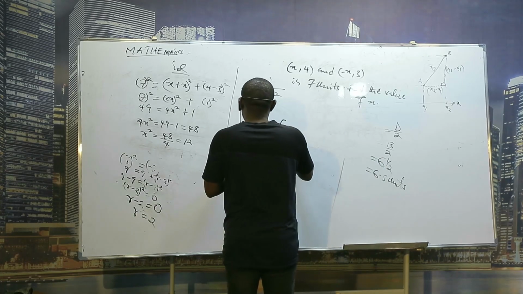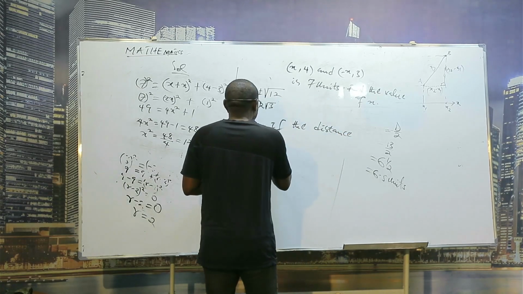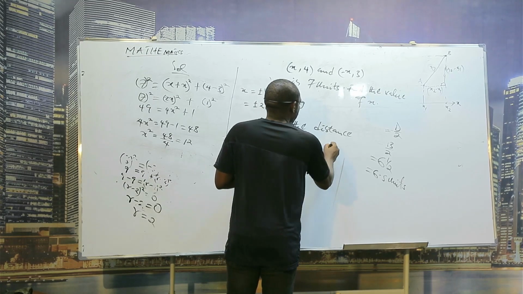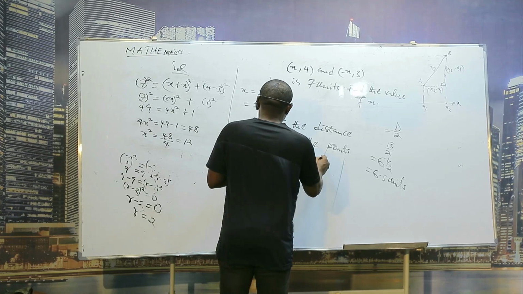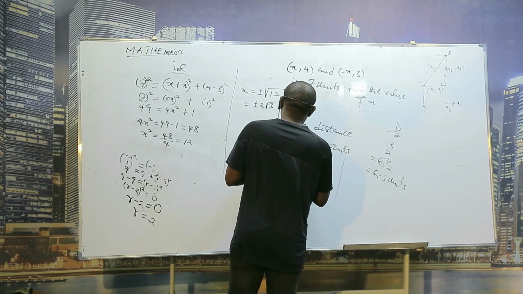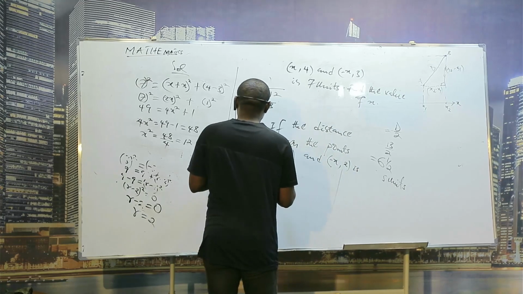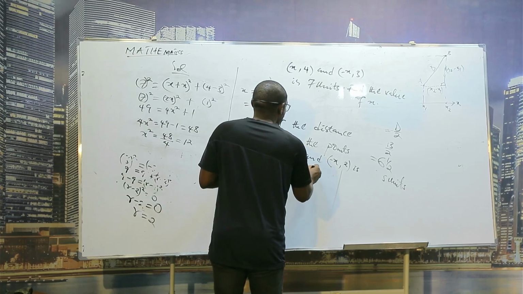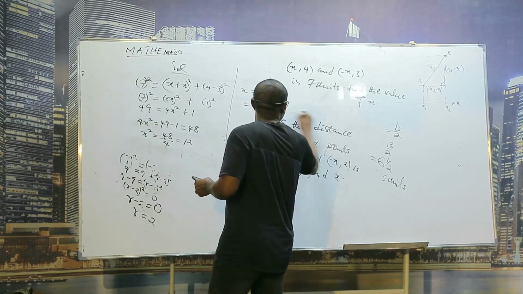The next one. If the distance between the point x3 minus x2 is 5 units, find x.